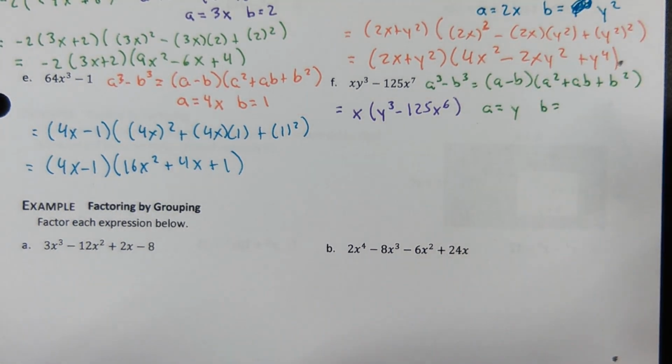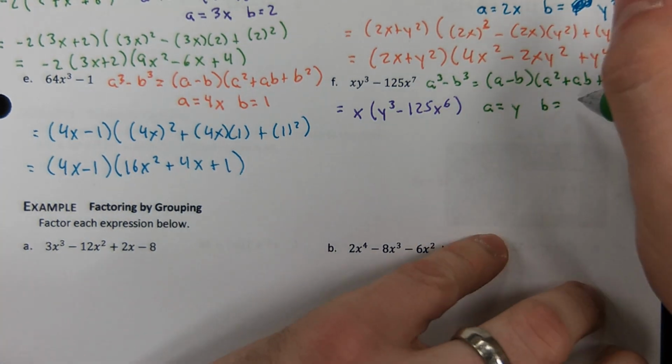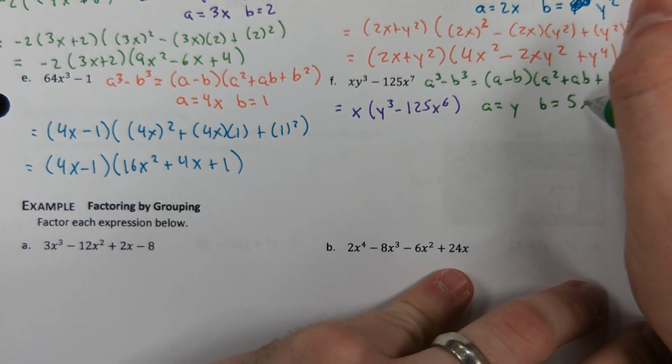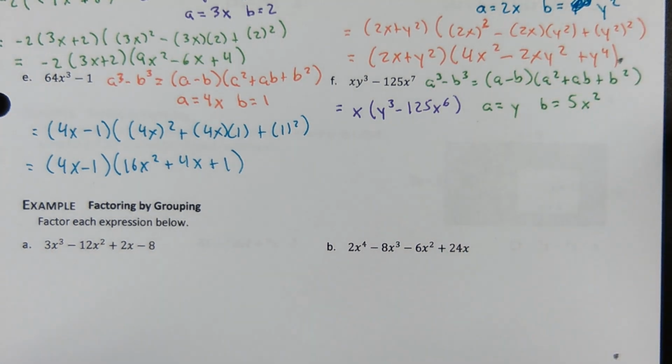But b, the cube root of 125 x to the 6th. What's the cube root of 125? You guys can shout it out. 5, good. And when you take the cube root of something, you're dividing its exponent by 3. So I'm going to get x squared.